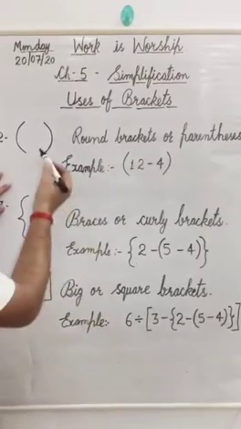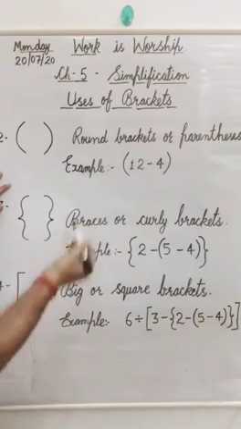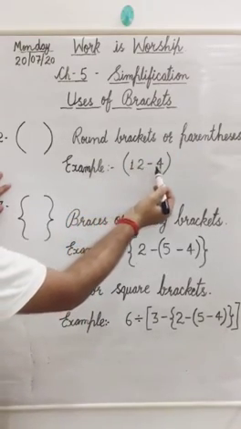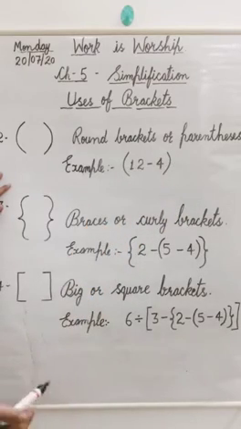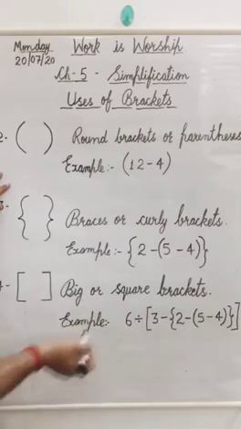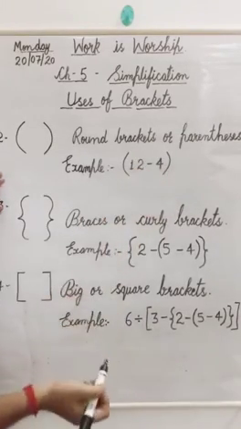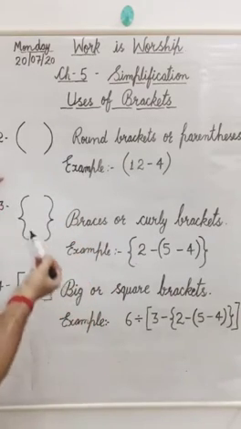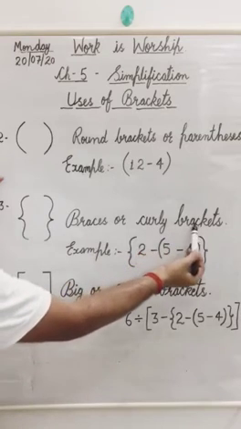Students, here we have our second bracket, which is called round brackets or parentheses. Here we have an example, 12 minus 4, which is inside the round bracket. It means in the problem of simplification, first of all we have to solve the operation inside the round bracket. Okay, now come to the next bracket, which is third, called braces or curly brackets.